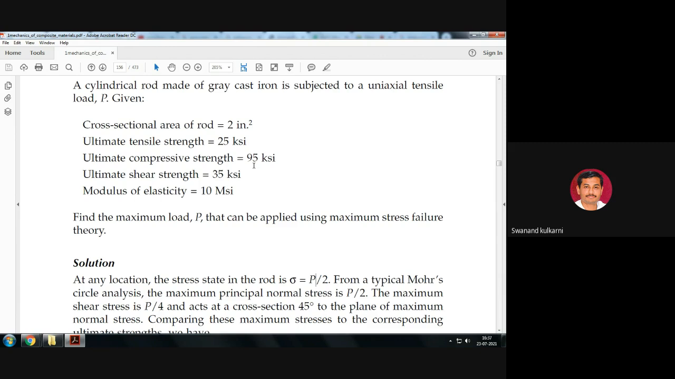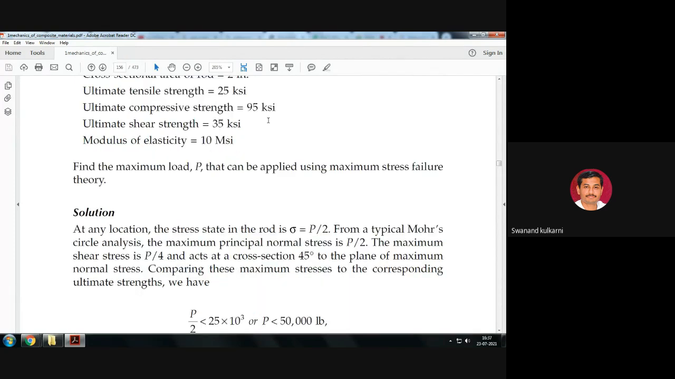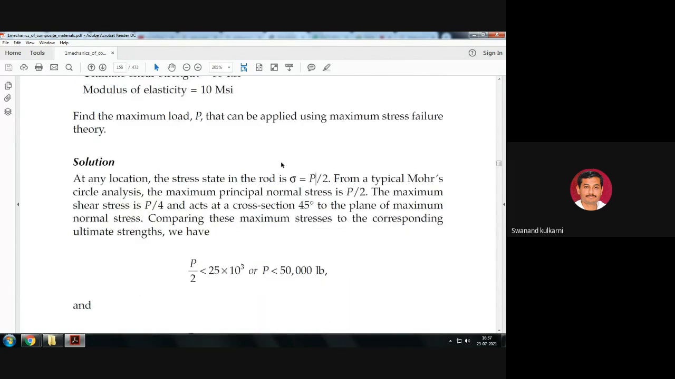And with this, modulus of elasticity is also provided to us, and it has been asked to find the maximum load P that can be applied using maximum stress failure theory. We have heard this name, maximum failure stress theory, a number of times.